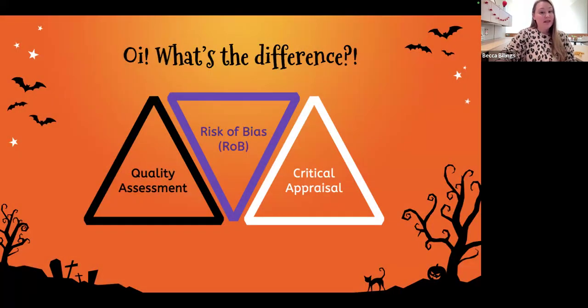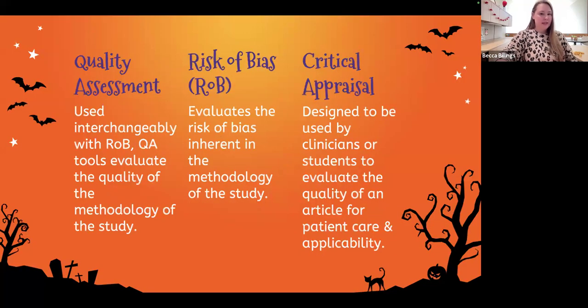All right, so what is the difference between quality assessment, risk of bias, and critical appraisal? Quality assessment is sometimes used as an umbrella term for risk of bias and critical appraisal, but risk of bias and critical appraisal are quite different. Quality assessment is an interchangeable term for risk of bias tools, and both of these are evaluating the quality of the methodology of the study, where critical appraisal is designed to be used by clinicians or doctors at the bedside to assess an article that they might want to apply to their patient care or setting.